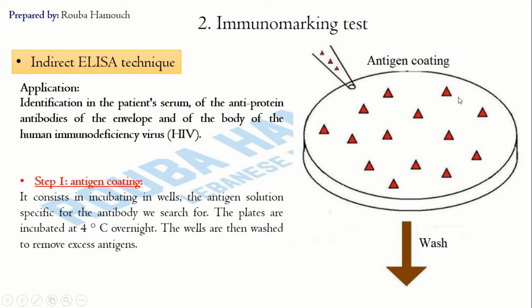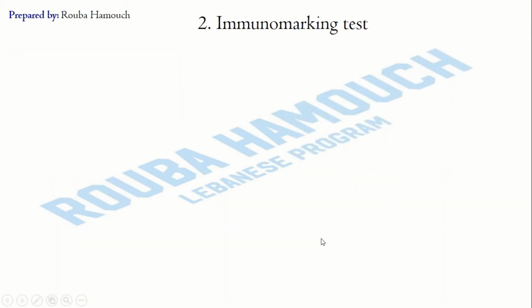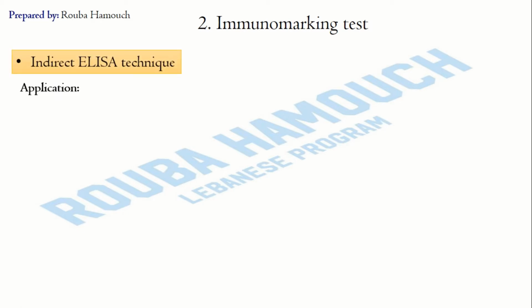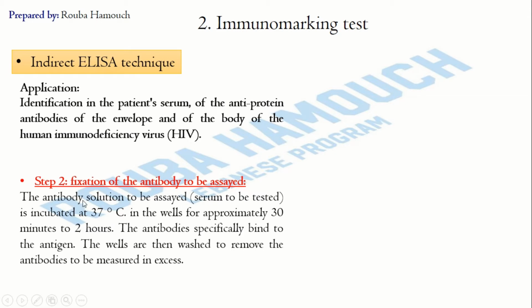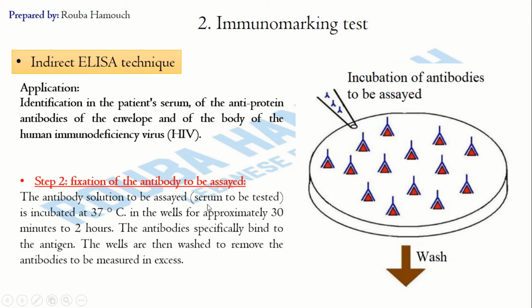The second step consists of adding the tested serum that could contain anti-HIV antibodies. So the second step is the fixation of the antibody to be assayed or to be tested. The antibody solution, the serum to be tested, is incubated at 37 degrees in the wells, which are coated with the HIV antigens, for approximately 30 minutes to 2 hours. The antibodies specifically bind to the antigens.